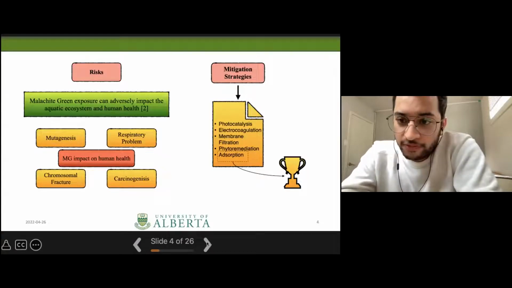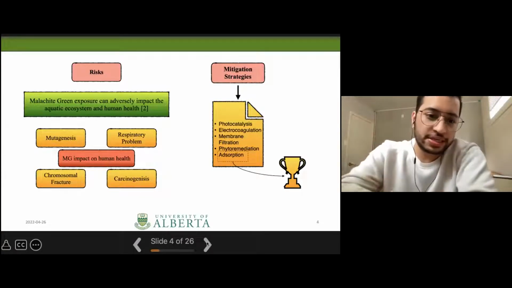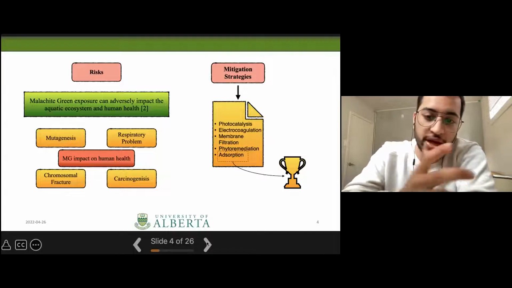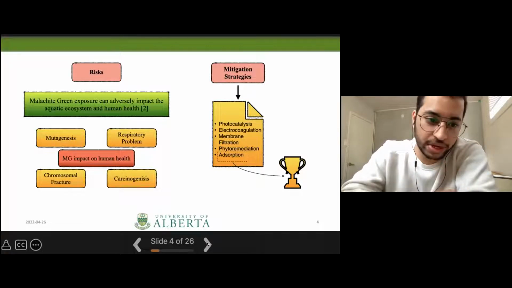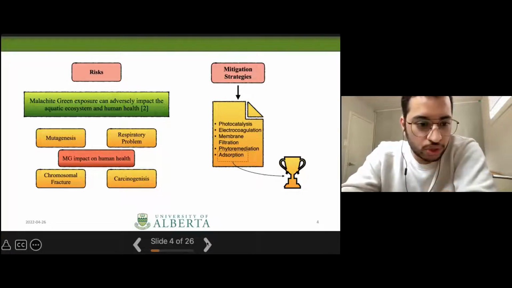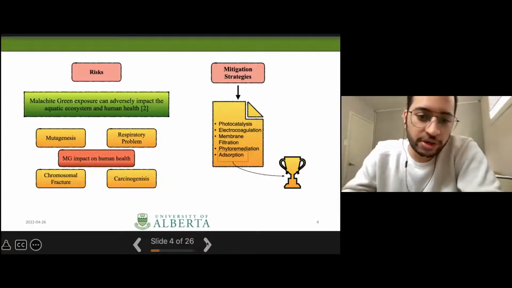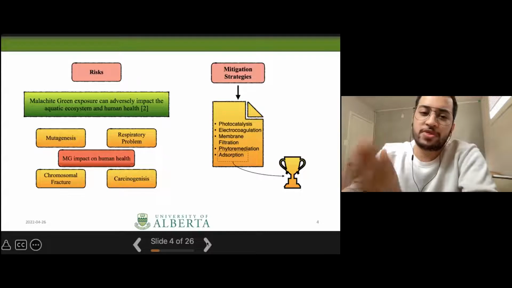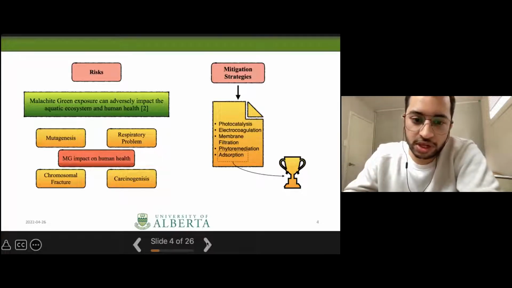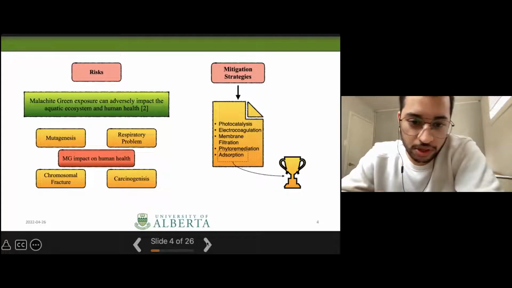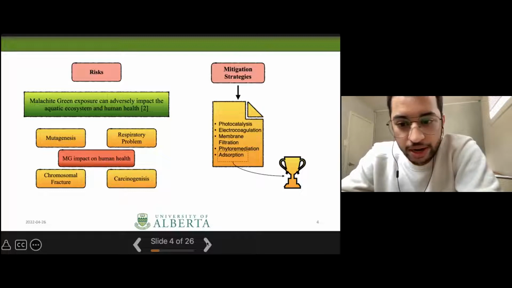The problem with malachite green is it can adversely impact the aquatic environment as well as human health. It is reported to cause mutagenesis, respiratory problems, carcinogenesis, and chromosomal fractures in humans. So it needs to be remediated from the environment. For this, we have various mitigation strategies and processes such as photocatalysis, electrocoagulation, membrane filtration, phytoremediation, and adsorption.